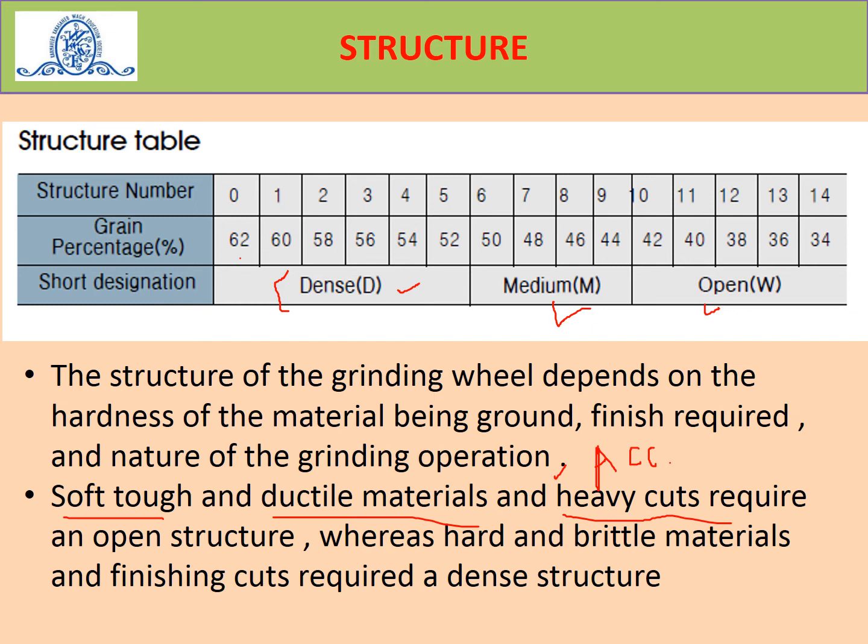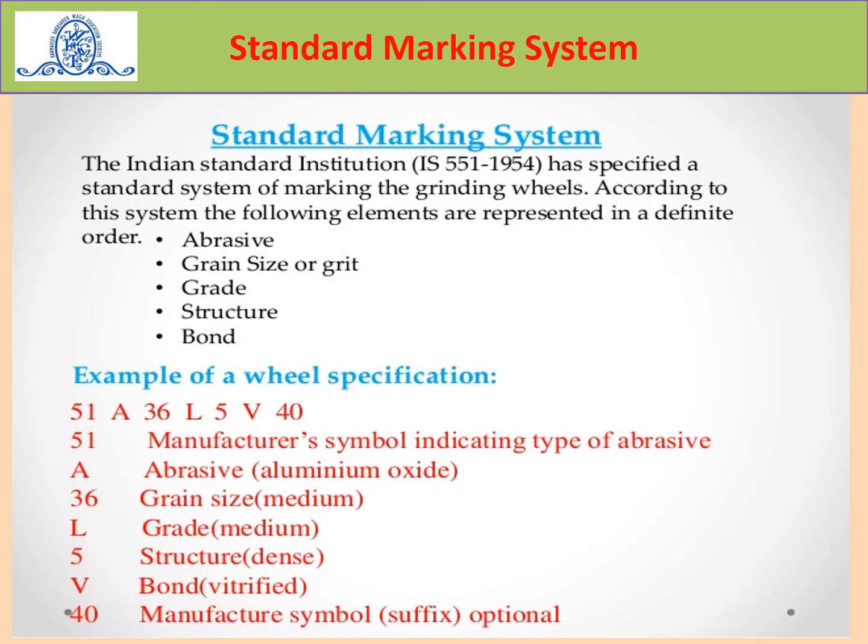Whereas when you want to use the grinding wheel for hard as well as brittle material, and you require good finish and accuracy, then the structure required is the dense structure. Okay, so now it is clear what the structure and the grain percentage are.